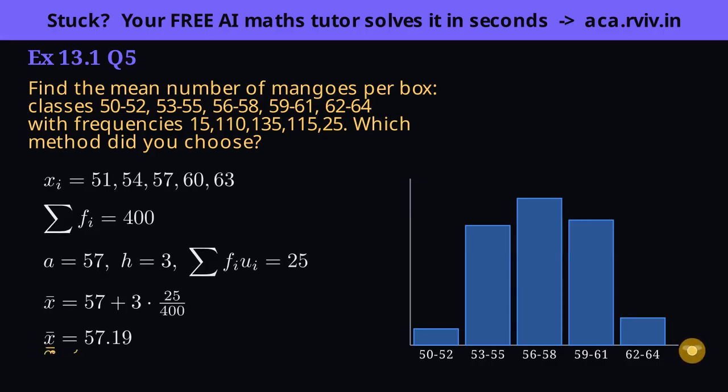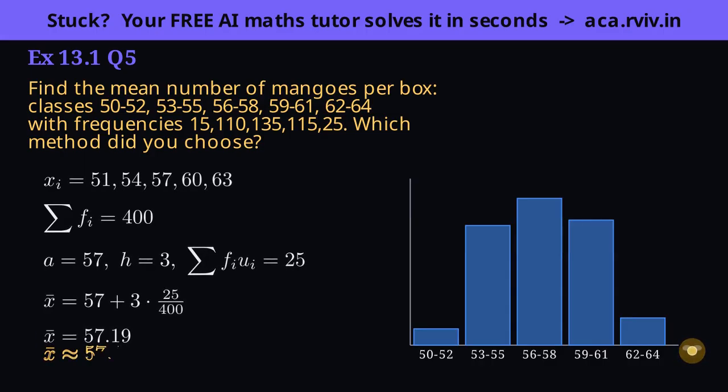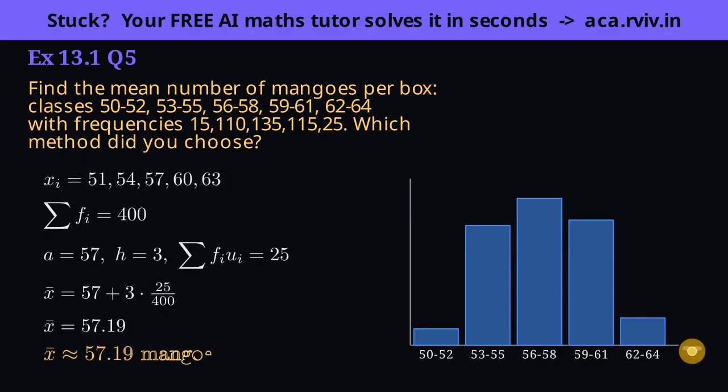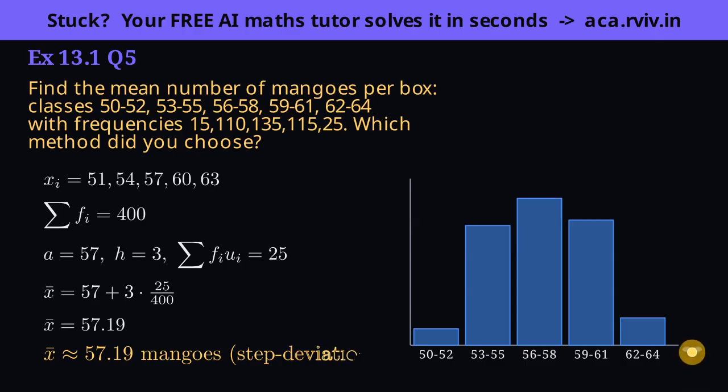So the key caution: for the mean, inclusive classes are fine exactly as given. You use the midpoints and move on. The continuity correction, shifting boundaries by half a unit, only matters for the median, and we'll see why when we get to exercise 13.3.